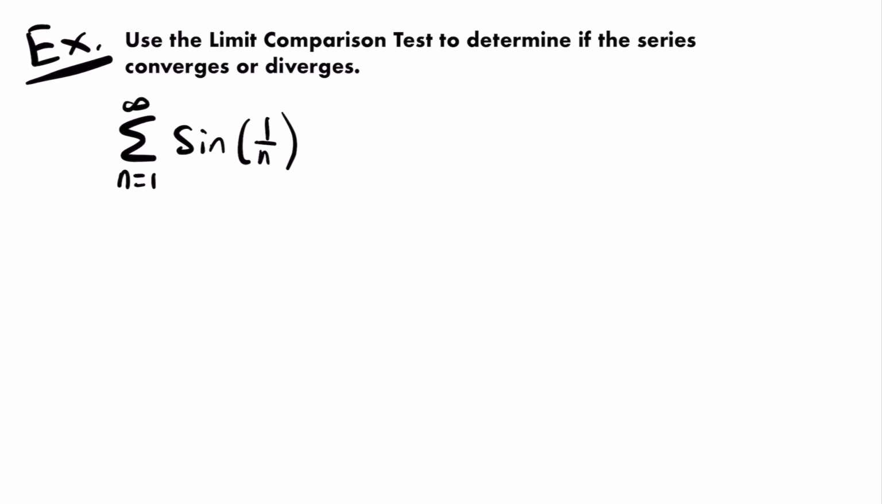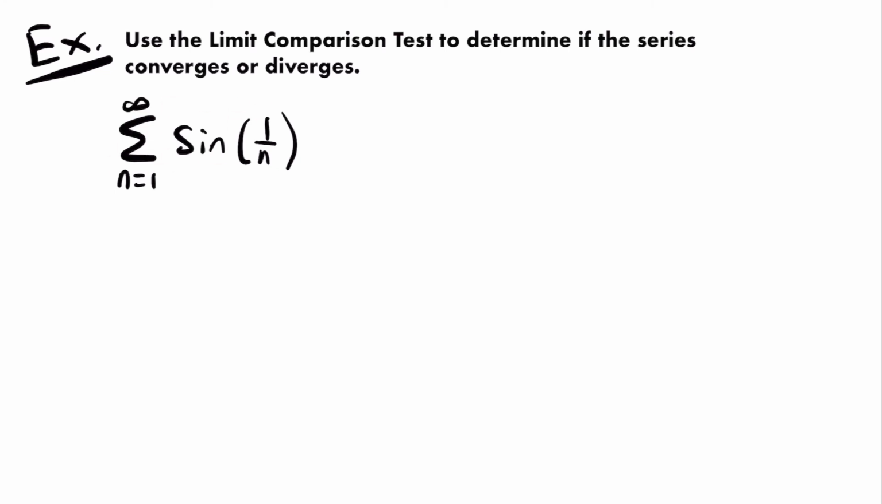And so when you're in a situation like this, I recommend that you just pick a series that you know the convergence of and see if you can use it for the limit comparison test with the series that you want to determine the convergence of. And if the limit as n approaches infinity does not give you a finite result, then you know you need to pick a different series to compare to your original series.